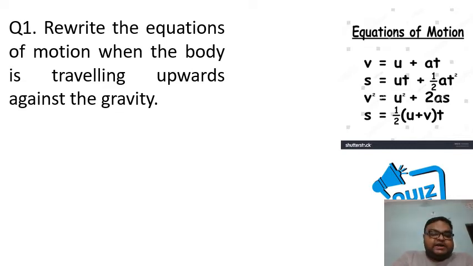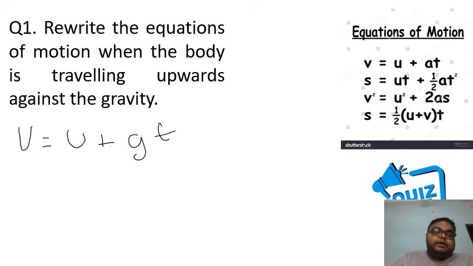For the first equation, we will write v equals u plus at. When we changed it for gravity, it became u plus gt. But this time we are throwing it upwards, so in place of plus, there will be a minus sign. So v equals u minus gt.